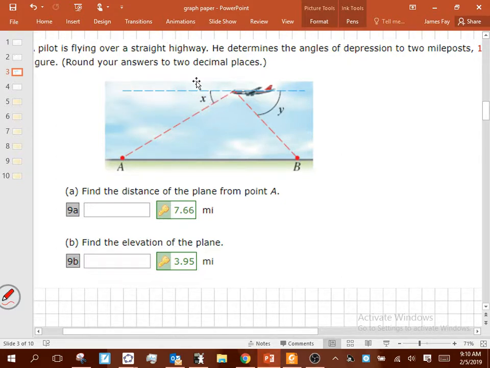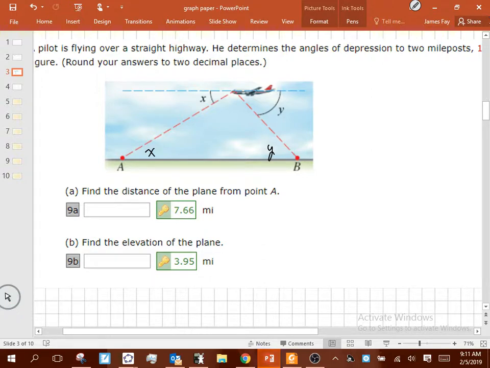Now, they say, and this is nice, that he's flying over a straight highway. The idea here is that we are parallel to the ground, right? Now, the ground is going to have undulations and all that kind of stuff, but in retrospect to what we're doing, those undulations are minimal, so we're going to make the assumption that the ground is a horizontal line, and that's parallel, so then that would make this angle right here the same as X, correct? Okay, and it would make this one here the same as Y.